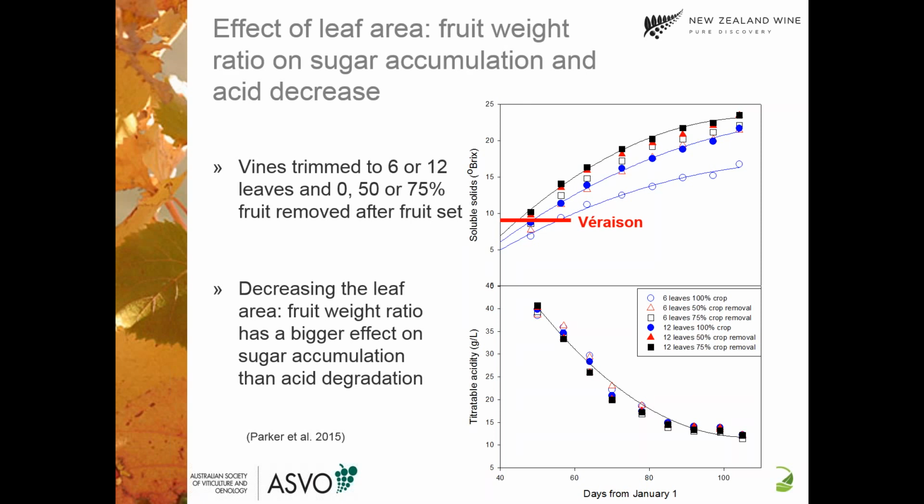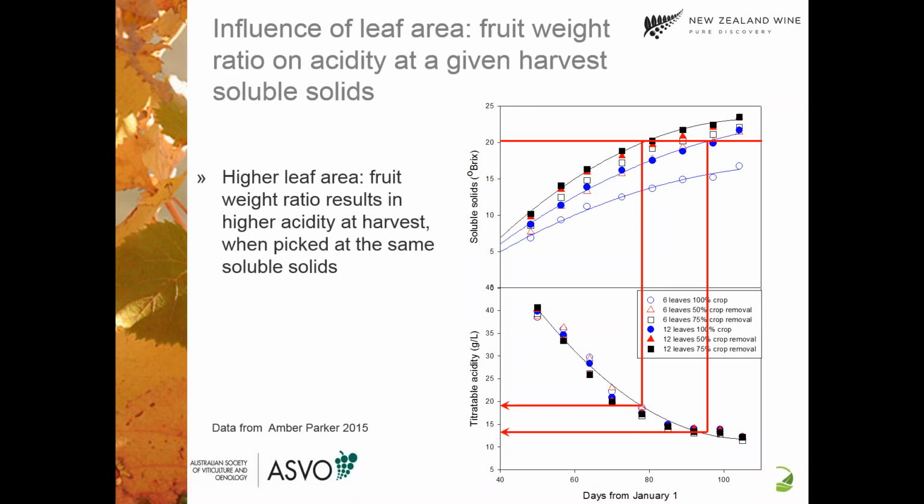You can see that the changes in the soluble solids is quite significantly affected by the fruit weight to leaf area ratio. In contrast, the titratable acidity is little affected, if at all. The consequence of this is that you can change the sugar to acid ratio simply by trimming or altering the crop load. In general, we are looking to harvest fruit, say, at a constant soluble solids, and in this case we've got the value of 20 here.